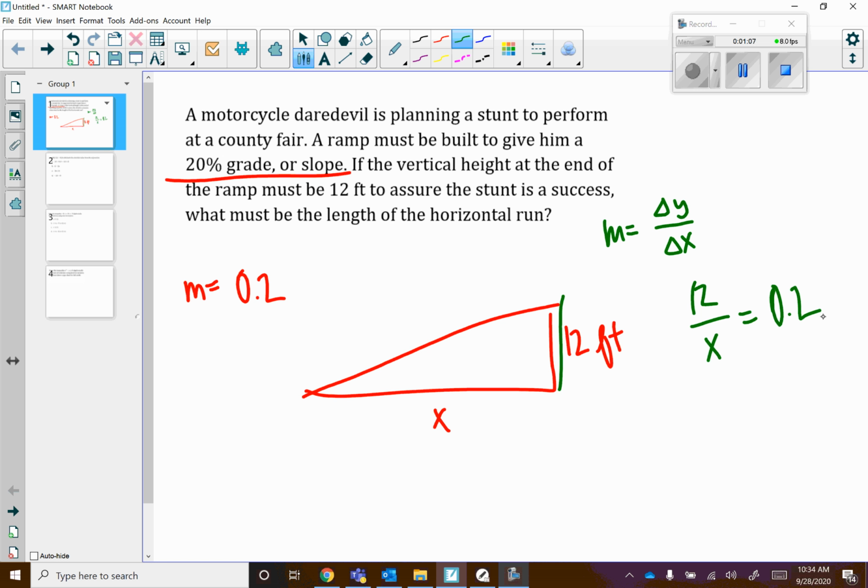And now we solve for x. 12 is equal to 0.2x. Divide both sides by 0.2. You should get x is equal to, oh gosh, 60 feet. All right, sorry my pen's kind of being weird. That's 60.